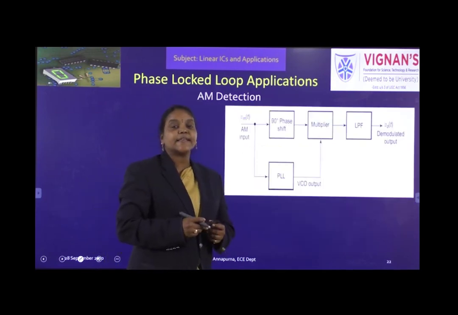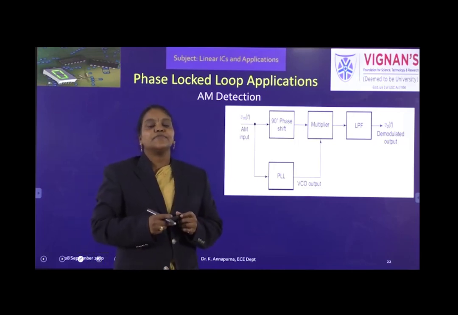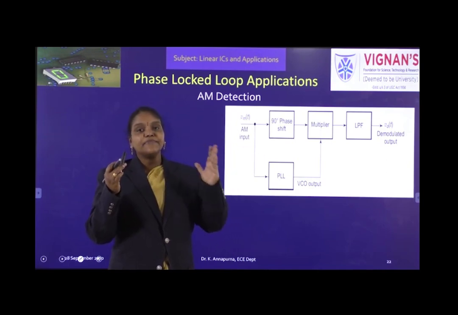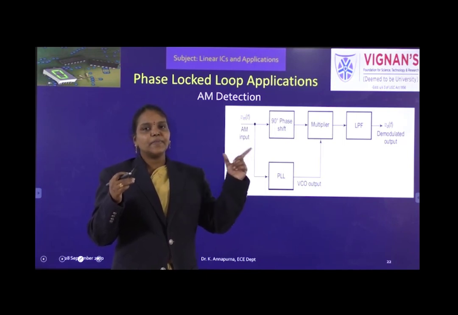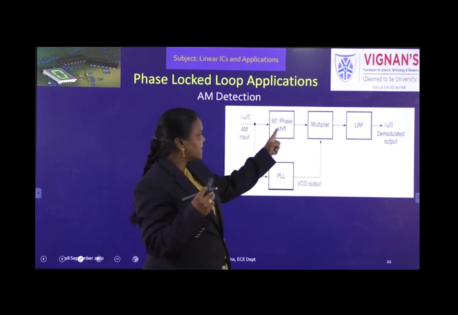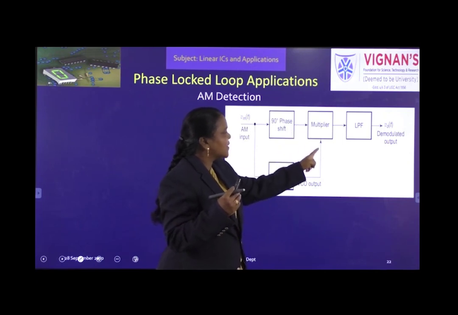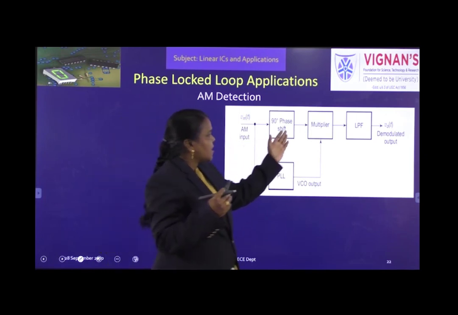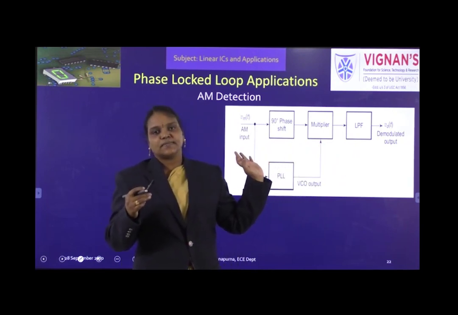And the next application is AM detection, that is AM demodulation. In AM demodulation, for synchronous detection, we need the same phase and same frequency. But under lock condition, as we have discussed, they will maintain the same frequency, but there will be a 90 degrees phase shift. So to compensate for that, we are using a 90 degrees phase shift here. Then the signals here and here will have the same frequency and same phase. Then they are multiplied and passed through a low pass filter, and we will get the perfect message signal.